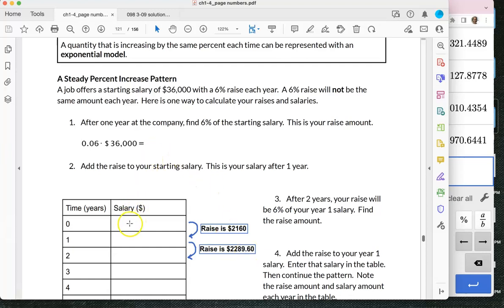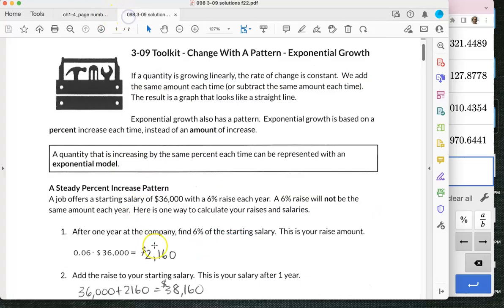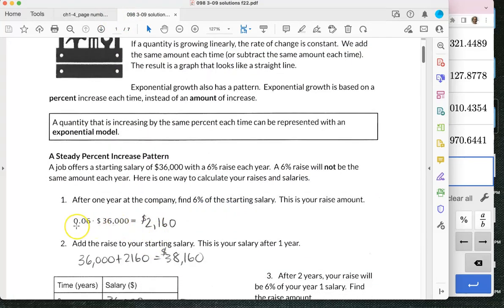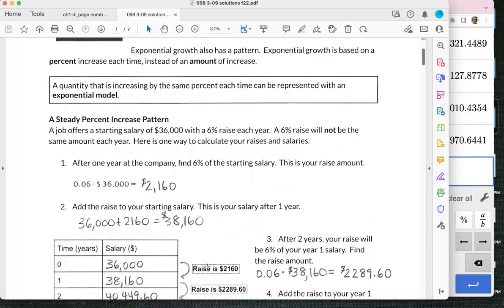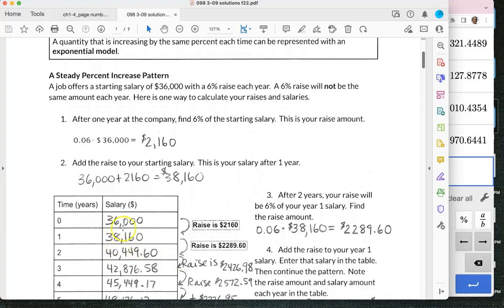First, we're going to say, okay, the starting salary is $36,000, and we want to take 6% of that. So 0.06 times 36,000 gives me 2,160. That's my raise amount. 36,000 plus that gives me 38,160. So that will be the salary for year 1.